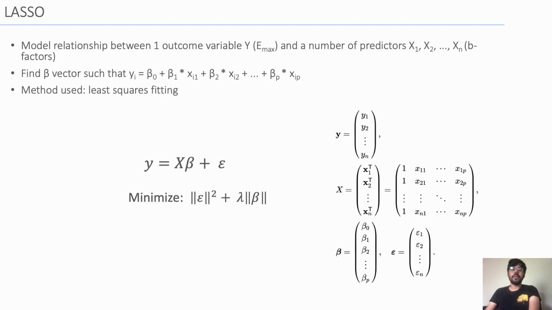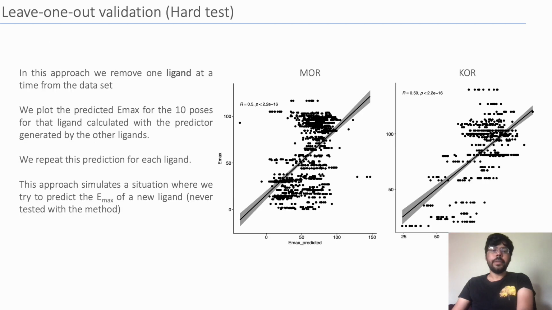We also have a lambda factor that multiplies the absolute value of each of the beta coefficients, and what we want to do is to minimize the variation of beta. LASSO has a property that when we increase the lambda factor, we reduce to 0 the variables that are less important to the prediction of the Emax. And when we reduce these to 0, we have a better view of which parts of the protein are more important for the activation of the receptor, or to predict our Emax.